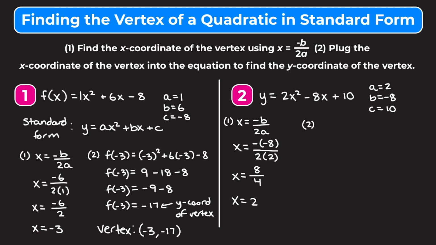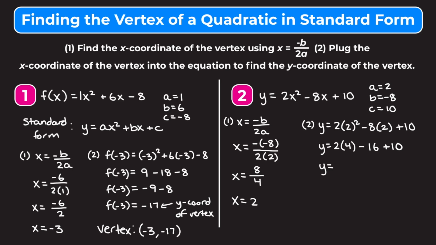Now to find the y-coordinate, we replace x with 2 in our equation. So we have 2 times our x-coordinate of 2 squared, minus 8 times our x-coordinate of 2, plus 10. And we're just going to simplify this. 2 times 2 squared is 8, wait, 2 squared is 4 so we have 2 times 4. 8 times 2 is 16, plus 10.